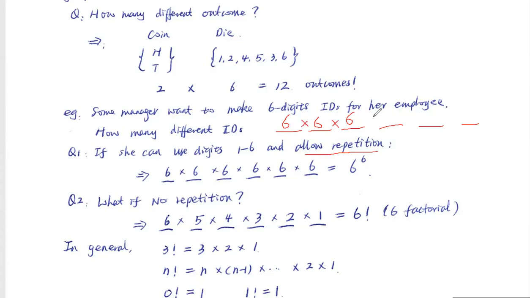The fundamental counting rules, right? Everybody, multiply by 6, continue to multiply by 6. The result will be 6 to the 6th power. That's the answer we have.